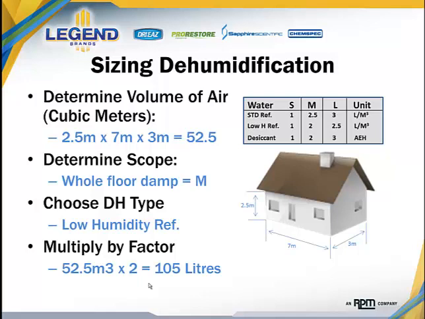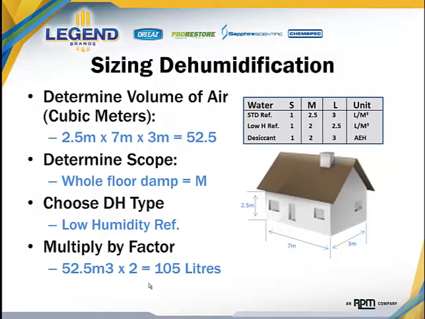Second, we would then determine the scope within the structure. Let's say that in this particular scenario, generally the entire floor has been affected and it is highly damp. However, we're only dealing with several centimeters of wicking of moisture or damp in the wall assemblies. So predominantly, we're just dealing with the floor surface. This would be a good description of a medium scope.